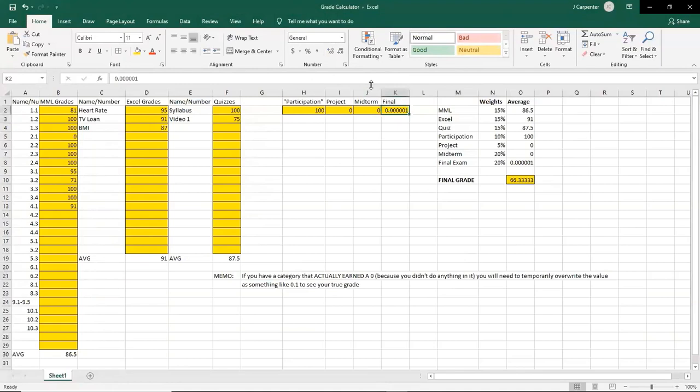Now, you need to undo that though, because if you then, let's say you originally didn't do any quizzes, so you said, all right, I have a 0 here, I need to put that 0.1 here so that everything accounts for it. But then if you actually did start doing your quizzes, this number right here is still going to be the 0.1, and you will have overwritten the formula that I created. So that's why I say temporarily, which means after you do that 0.1 and you see your true grade, you hit undo. That way, those formulas will all still be in place.